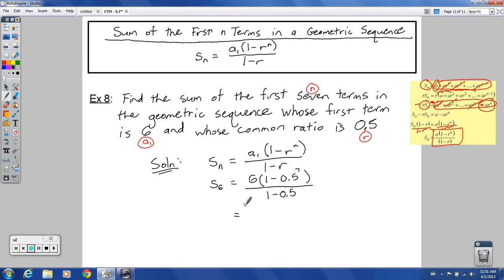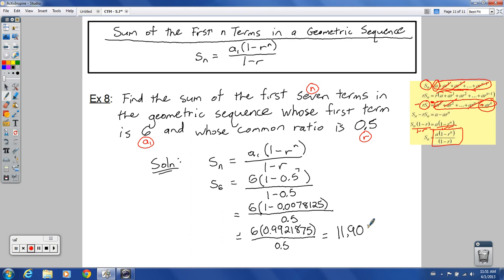Now this is just a matter of working this out in a calculator. I wouldn't think you'd want to do 0.5 to the 7th power in your head, or even working that out on paper. Not much fun. So we get this. I'm going to leave it as an exact number for right now. That was the exact value my calculator gave to me: 0.0078125. This is all going to be over 1 minus 0.5, which is 0.5. Subtracting this from 1 would give you 0.9921875. And then finally taking this, putting this times this divided by 0.5 in a calculator gives you 11.90625.